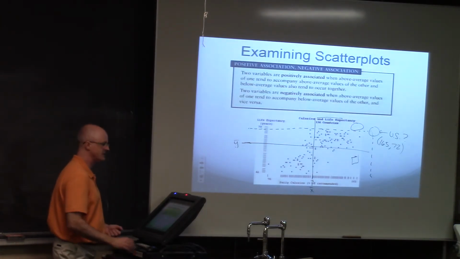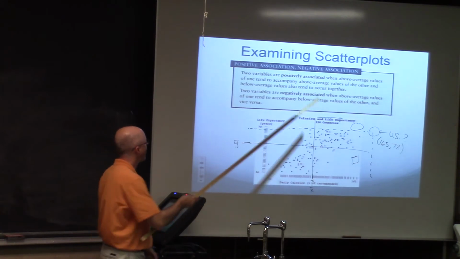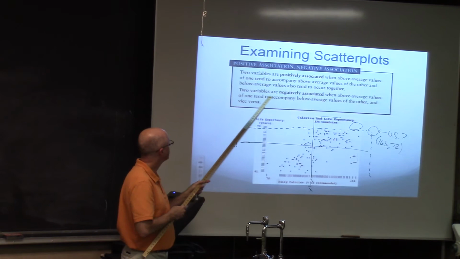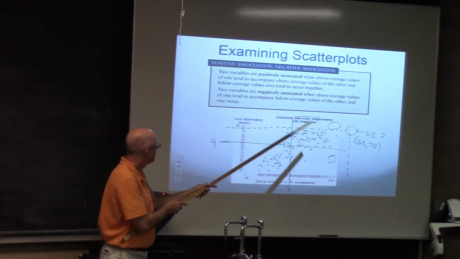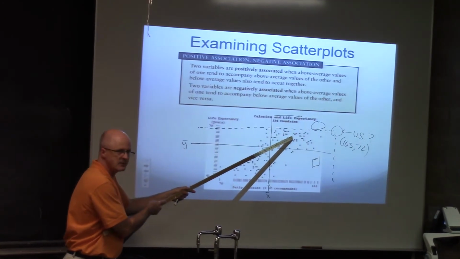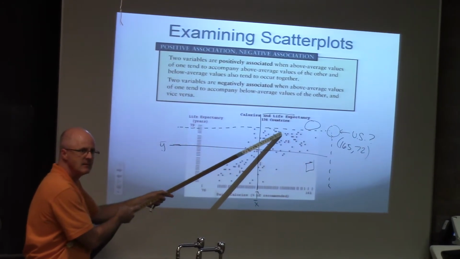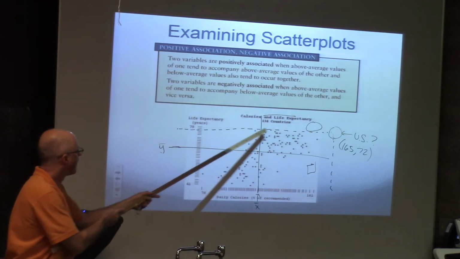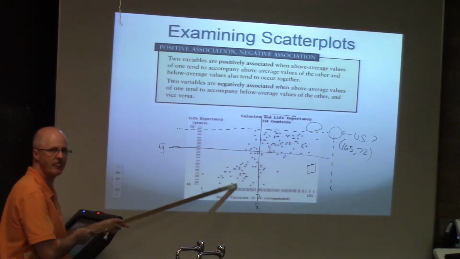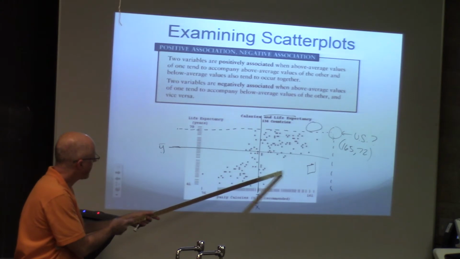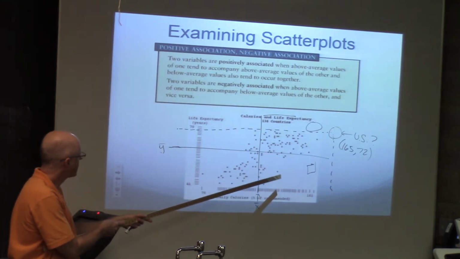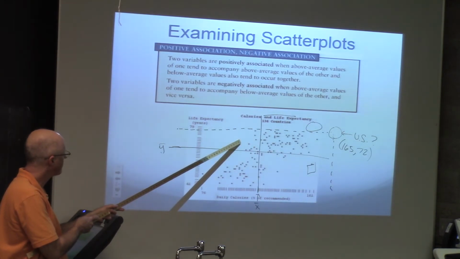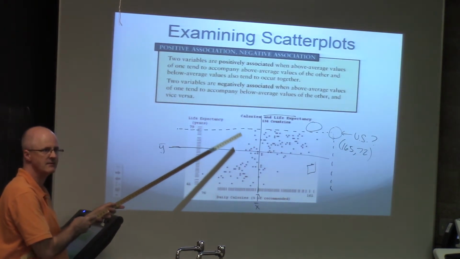Again, we have a positive association. I already mentioned that above average values for one tend to accompany above average values for the other, and below average values tend to occur together. Up in that quadrant, those are the above average for x and y. Down in this quadrant, those are the below average for x and y. Most of the points are here and here. Very few correspond to above average for x and below average for y. And also very few correspond to below average for x and above average for y. That's what tends to happen in positive association.